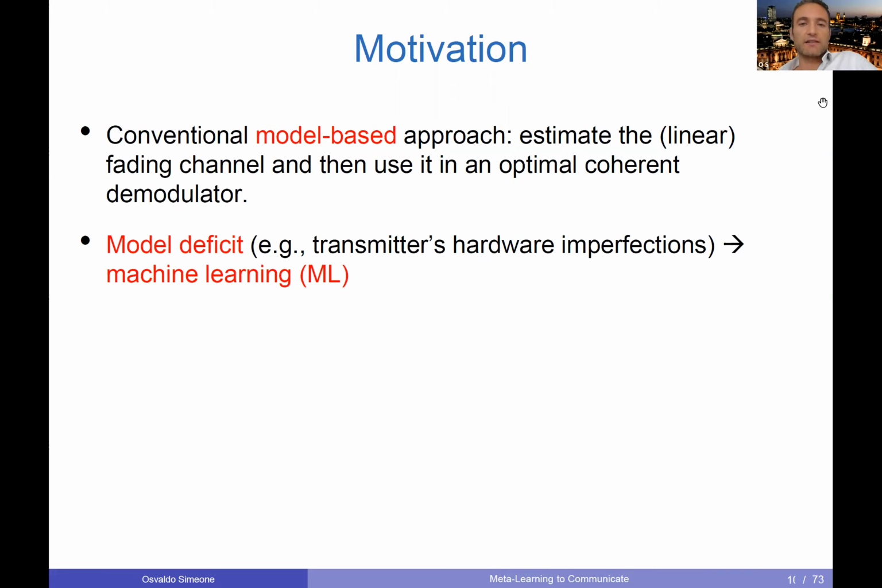Now, a machine learning or data-driven approach becomes useful or potentially promising when there is a model deficit. So we don't trust as much the model that we have for the propagation between transmitter and receiver. For instance, in the case of this particular example, if the devices have some hardware imperfections that are hard to model, and for which, again, we don't have reliable models.